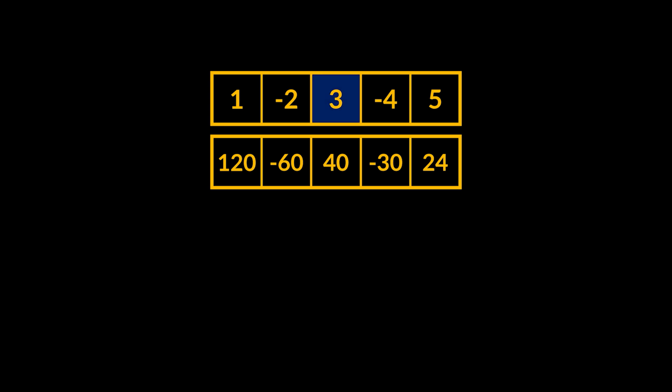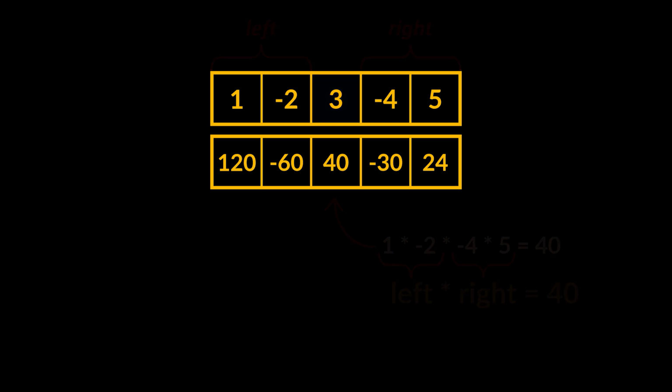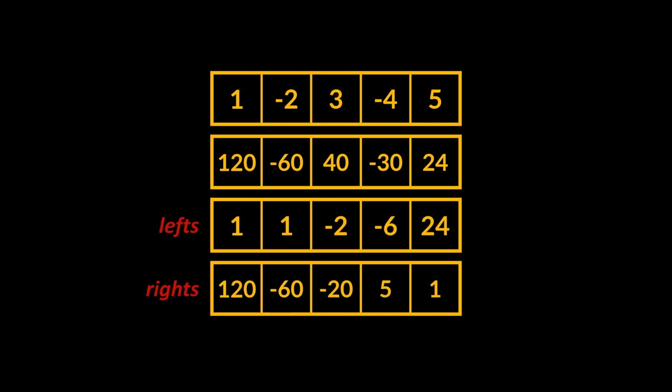Now, let's zoom in on the third element, or integer 3. The product of the array except 3 is 1 times minus 2 times minus 4 times 5 equals 40, which basically consists of two parts. The left part, which is 1 times minus 2, and the right part, which is minus 4 times 5, leading to a final product of left times right. If we expand this idea on the whole array, we can deduce the left and right arrays we see.